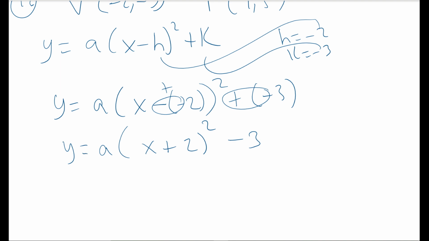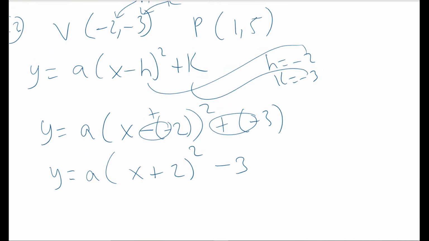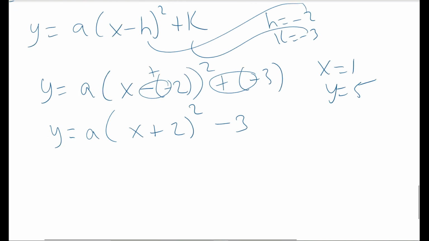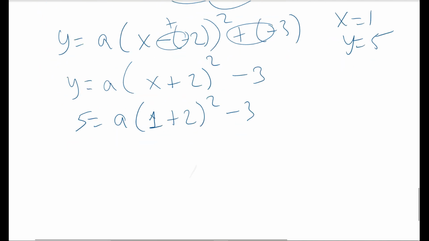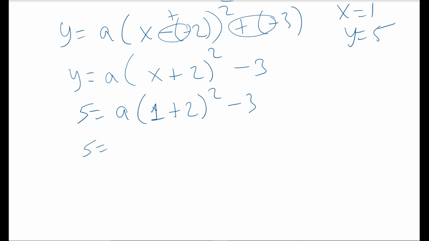All right, how do we find a then? Well, to find a, we use these coordinates. So this is x, this is y. So we know here x is 1 when y is 5. So we're going to plug that in. So y is 5, a, x is 1 plus 2 squared minus 3. So 5 equals a, 1 plus 2 is 3, so we have 3 squared minus 3. So 5 equals a, well, 3 squared is 9, so let's write this as 9a minus 3.